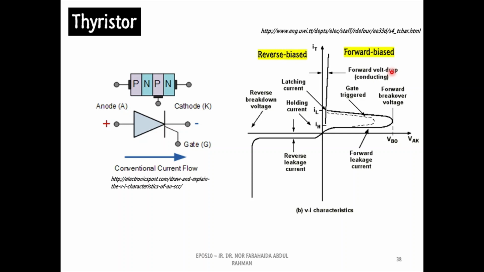According to the VI characteristic curve, by applying the gate signal, a thyristor can conduct large current with a small voltage drop. Nevertheless, when the current flows to the cathode terminal, the thyristor works under reverse bias and as a result, it will block high voltage with small leakage current.